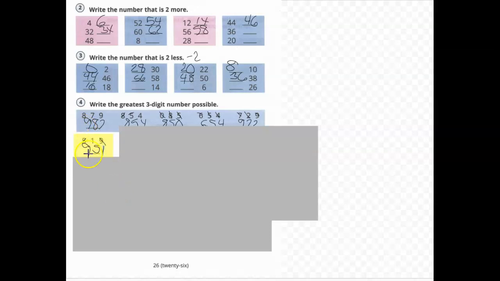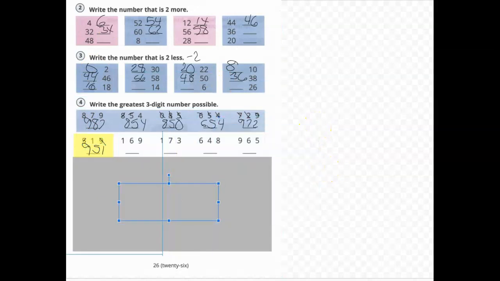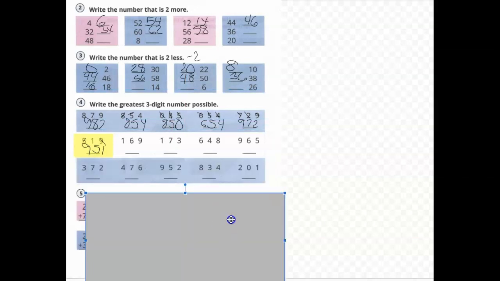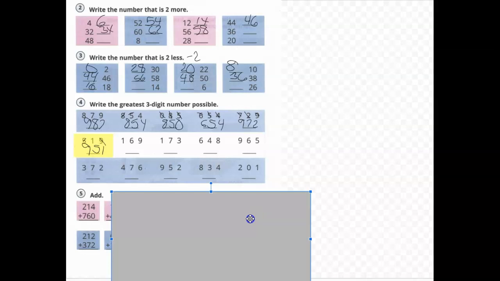All right, 951 should be your final answer. You're set to go ahead and move on and finish this section, and then we will work on the bottom section together when you come back. So push pause, finish these 2 rows. Remember, just 3 digits at a time, and then come on back.